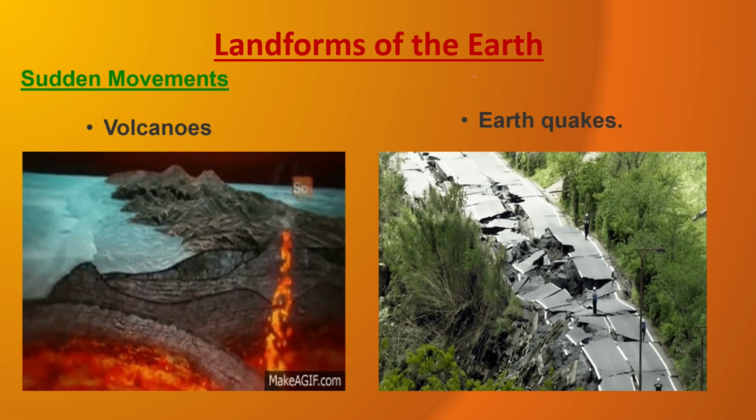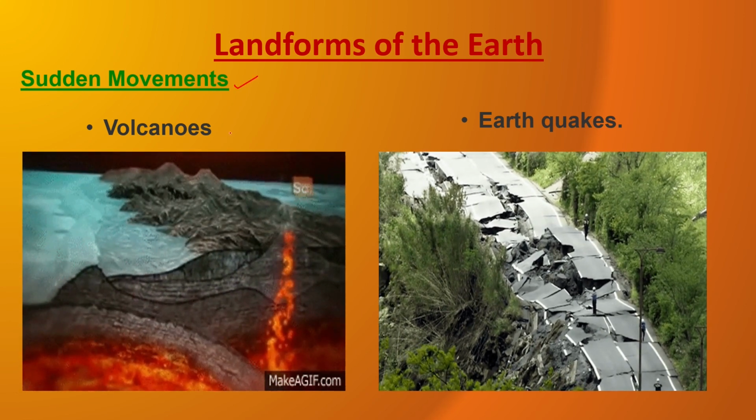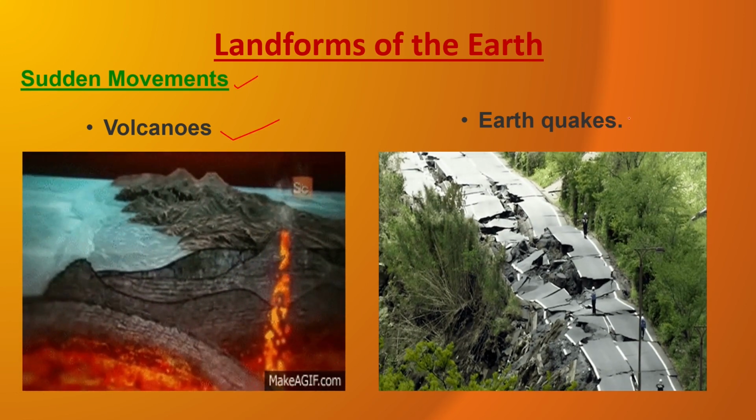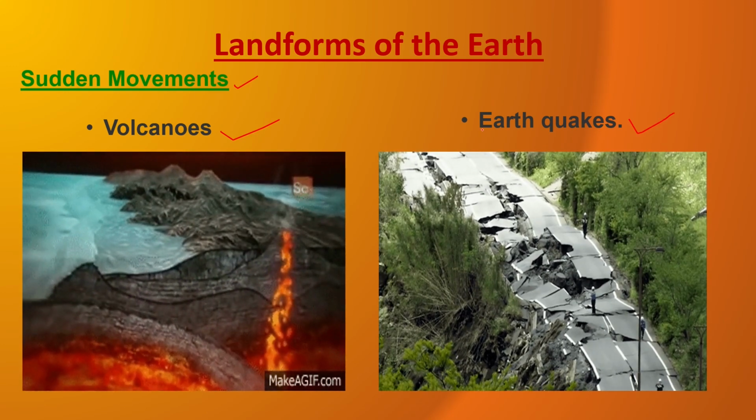Landforms of the Earth's sudden movements. Two sudden movements are there, that is the volcanoes and the earthquakes, which we are going to learn in our other chapters.